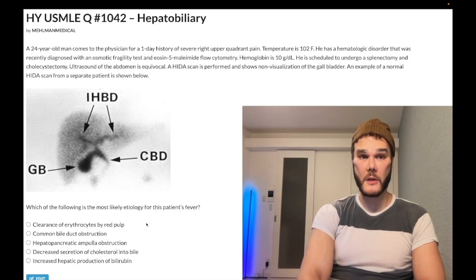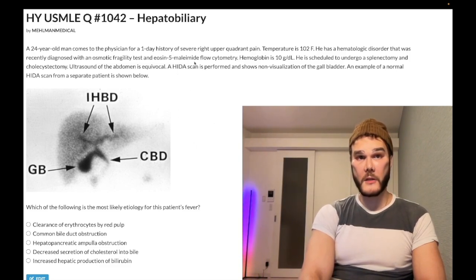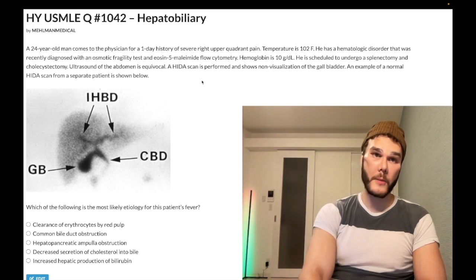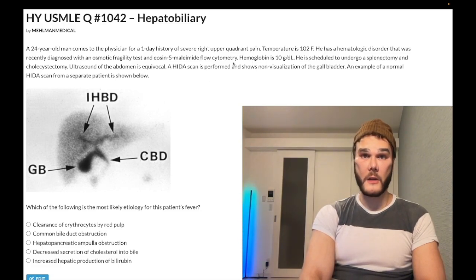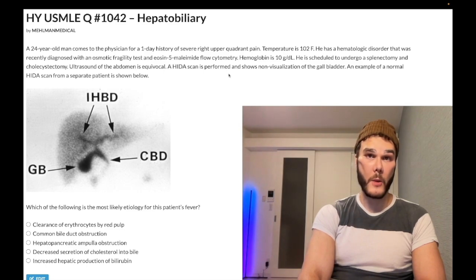Let's just hop through choice A. Clearance of RBCs by the red pulp, correct answer. So diagnosis is going to be hereditary spherocytosis, autosomal dominant, heterozygous mutation in ankyrin, spectrin, band proteins, which are RBC cytoskeletal/cell membrane proteins. And the RBCs are going to be normocytic, normochromic, that type of anemia. NBME wants you to know that.